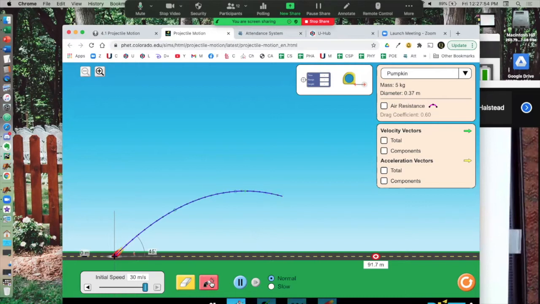There it goes. Come on. Oh, so satisfying. See those stars go up? So we made it. Okay, that's the farthest we can possibly shoot it.